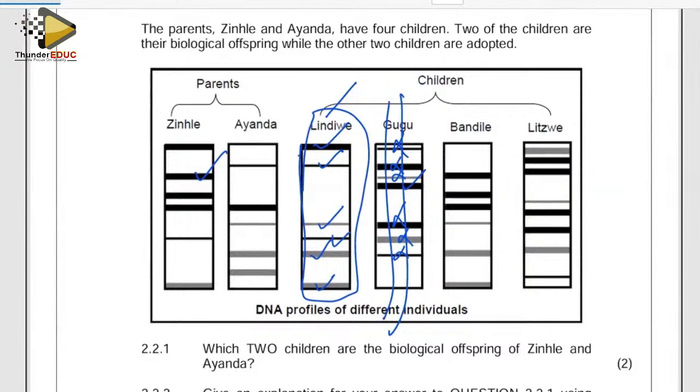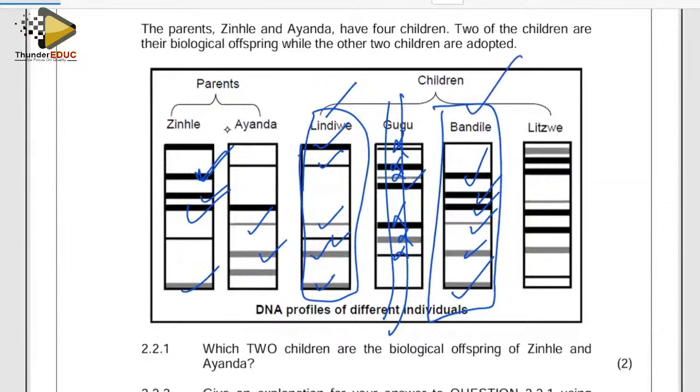Then we go to this one. This goes with this. This goes with this. This goes with this. This goes with this. This goes with this. This goes with that, isn't it? So Bandile is also a child.